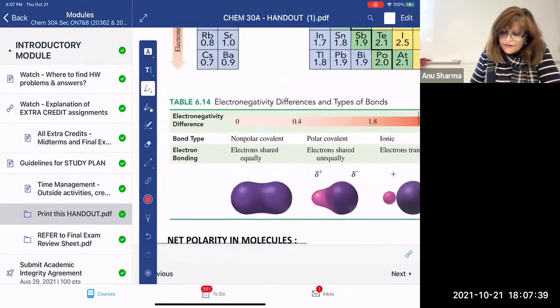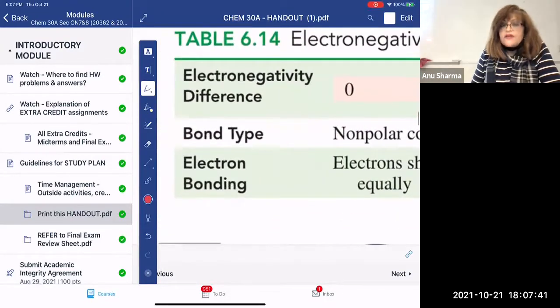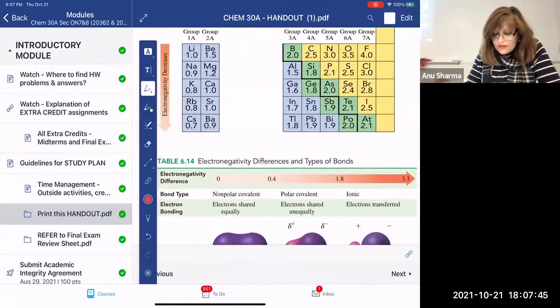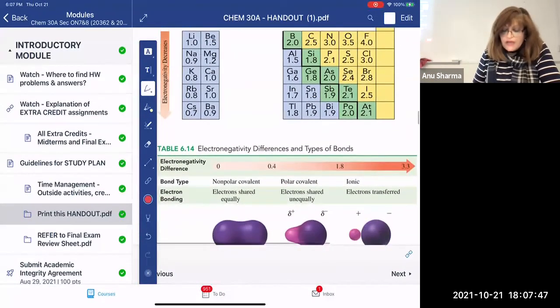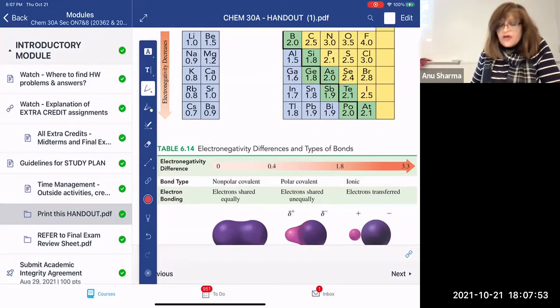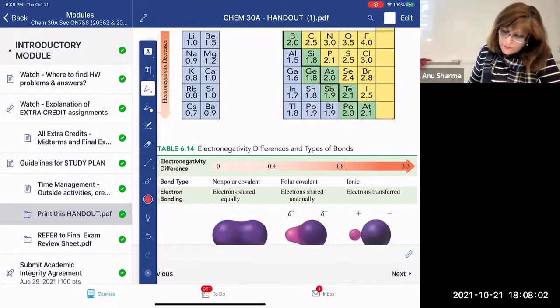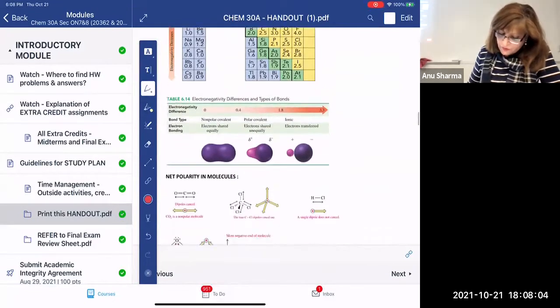Now look at this difference in the electronegativity. When you subtract the electronegativities of the atoms in a bond, if the difference in the electronegativity is from 0 to 0.4, then it is non-polar covalent. When it is from 0.4 to 1.8, then it is polar. And if it is above 1.8, then it is ionic. Okay. So that's the story with these guys.